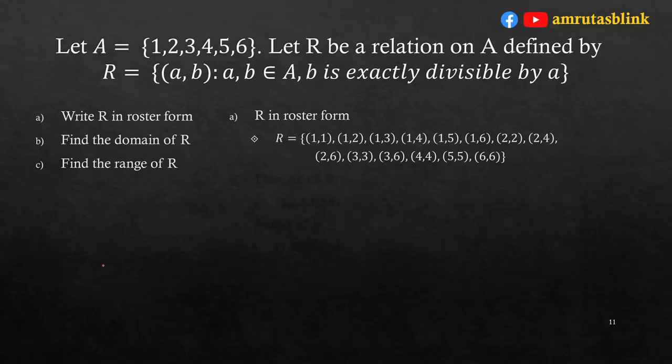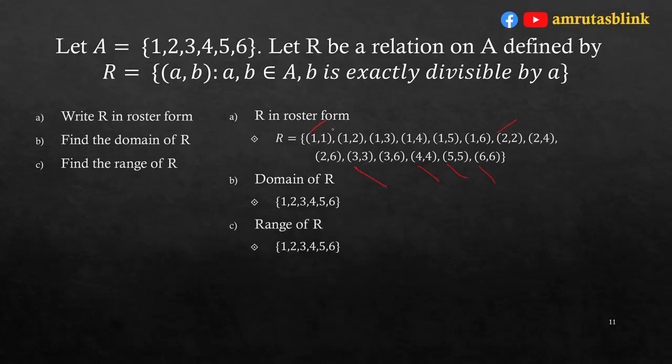So the domain of R will be {1, 2, 3, 4, 5, 6}, and similarly the range of R will be {1, 2, 3, 4, 5, 6}. So ultimately in this case domain and range are equal, as 1 to 6, which is again equal to set A.